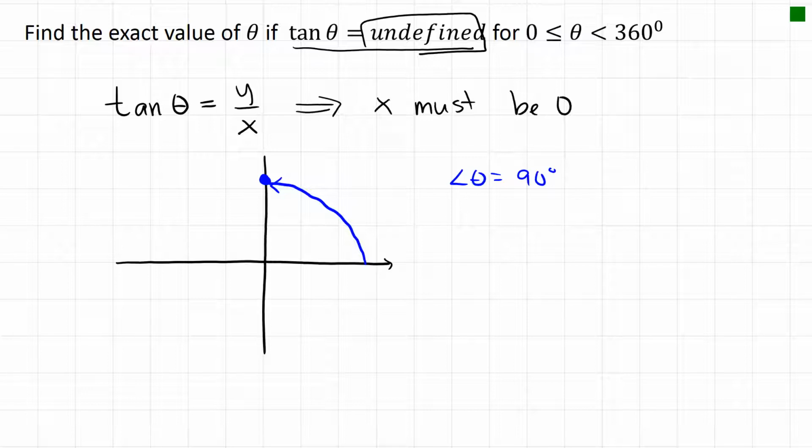The other place that the tan ratio is going to be undefined is if it goes all the way around here to here, because on this point too, the x value is 0. So the second answer is 270 degrees.